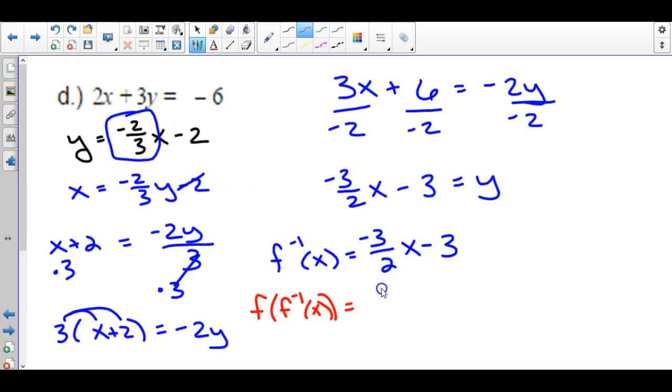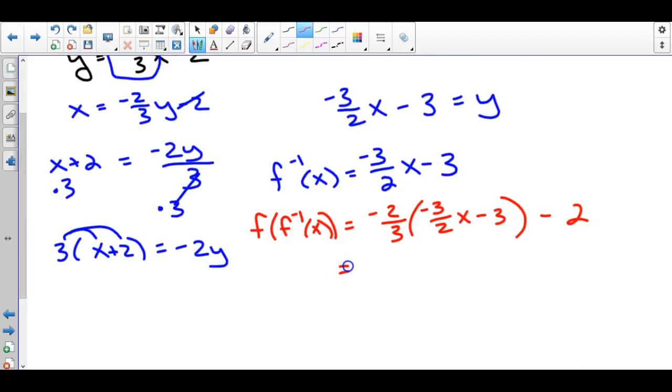So if I go right back into my original, I can take negative 2/3 times this fraction, which is negative 3/2 x minus 3, and then subtract the 2. So if I go through this, first thing that's going to happen by distributing this, these fractions are going to cancel each other out since I have negative 3 on top and negative 3 on the bottom, and same thing with the 2's, and it's a negative times a negative. So that's going to be a positive. And then I'm going to take this negative 2/3 and multiply it by this negative 3.